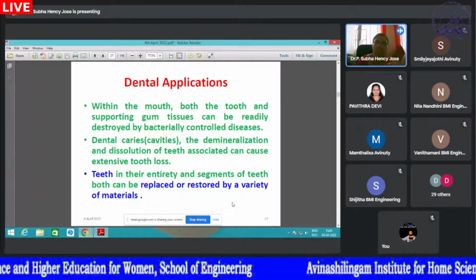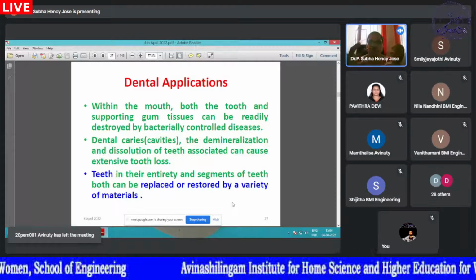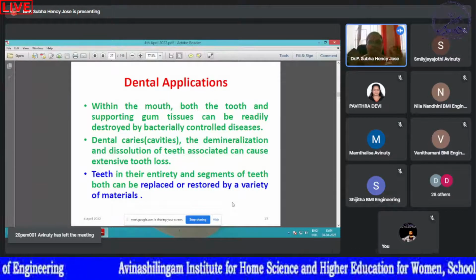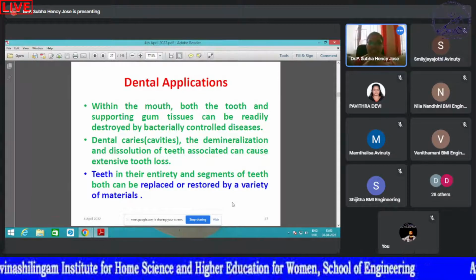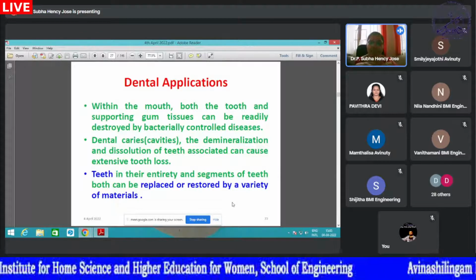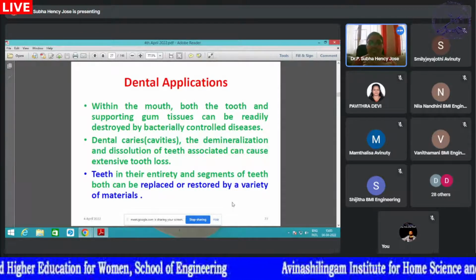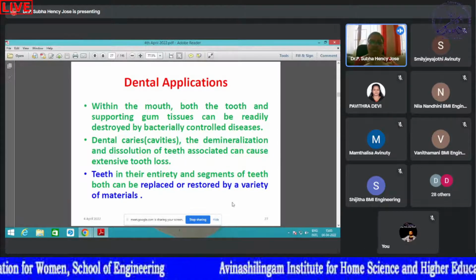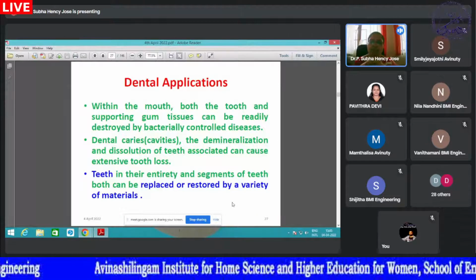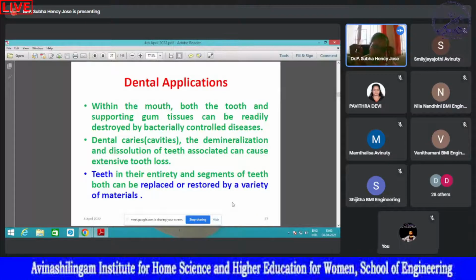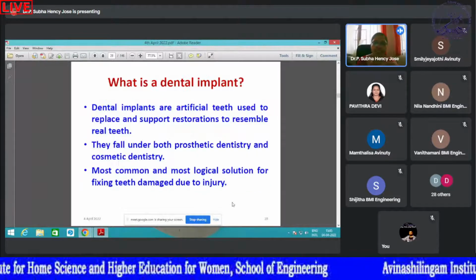Okay, so now first we'll move on with the dental implants. We know that we have teeth, and we maintain them by brushing in the morning as well as at night. At times, the tooth decays. There are certain cavities that form in the dental area, and demineralization also occurs. In such cases there will be tooth loss, and the teeth have to be replaced or restored using a variety of materials.